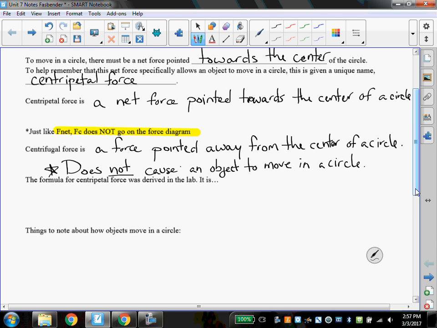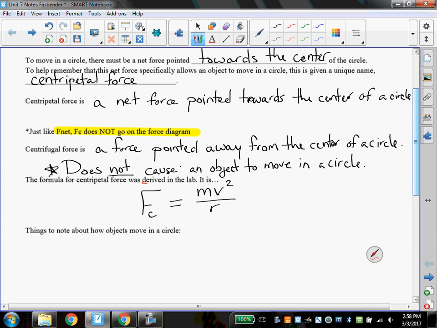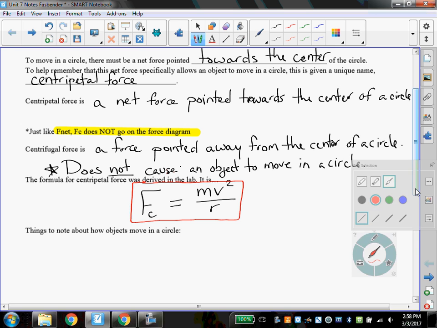So in your lab, we derived an equation for centripetal force. We will use F sub c to represent centripetal force, and we found that it equals the mass times the speed squared divided by the radius. And this is really the equation that we're going to try to build this entire unit around. So let's just throw that into a nice red box so that our eye will be drawn back to this equation later.